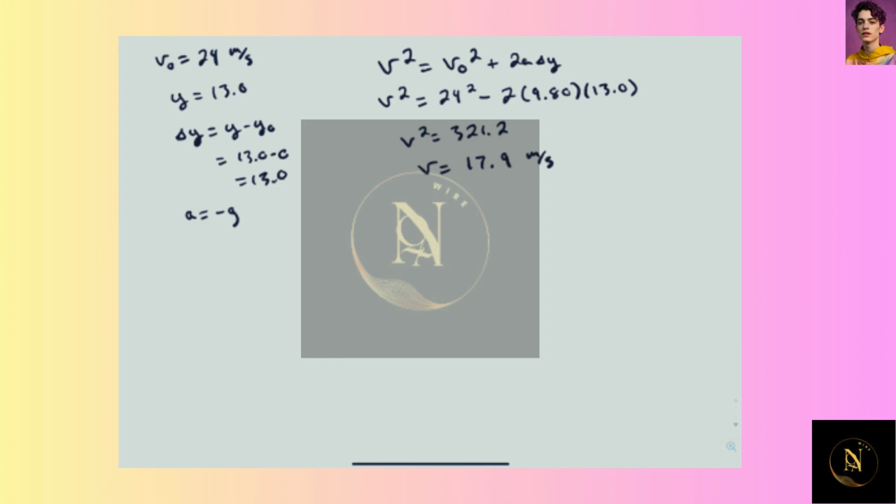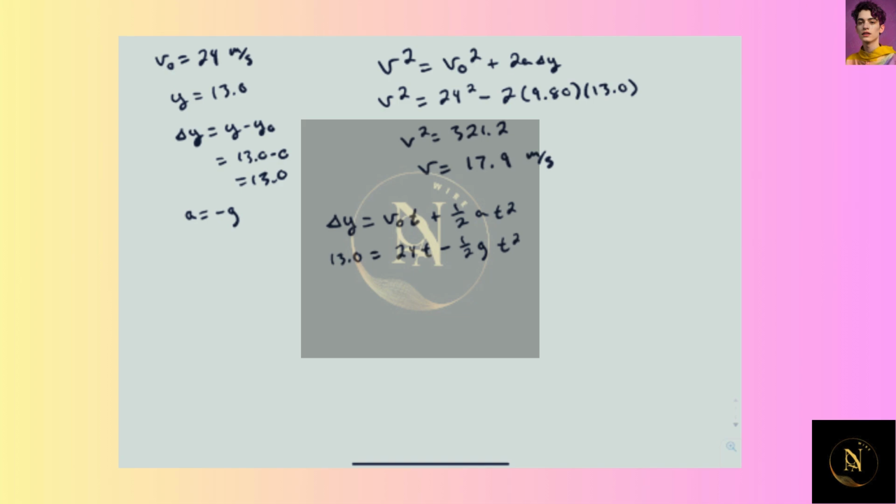So for the second part, we want to know what time this happens. And because we're looking for t, we want to use this equation. Delta y is v0t plus 1/2 at squared. And I know that delta y is 13 meters, v0 is 24, a is minus g. And we have everything we need to solve for t.